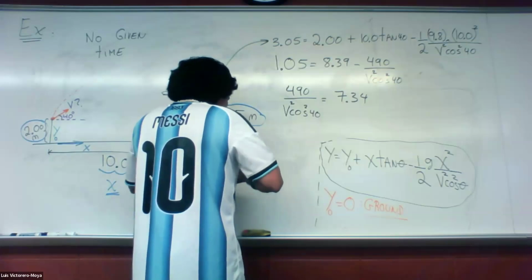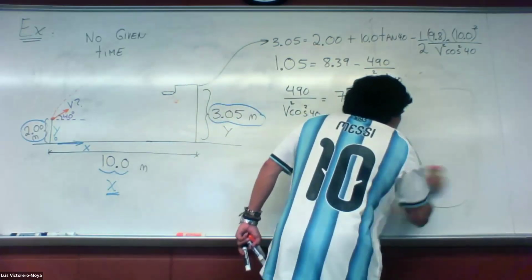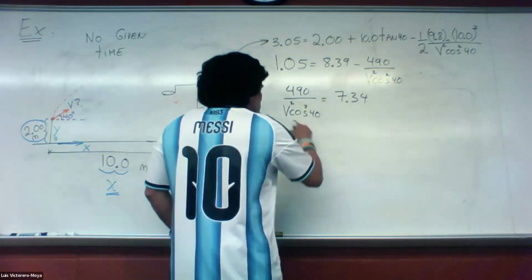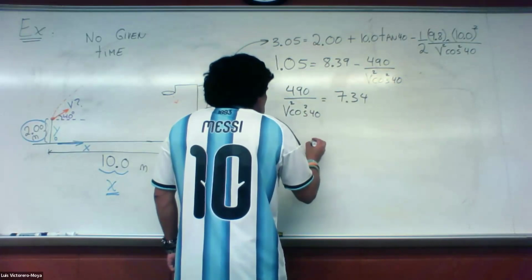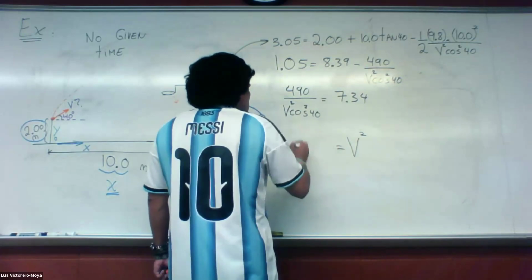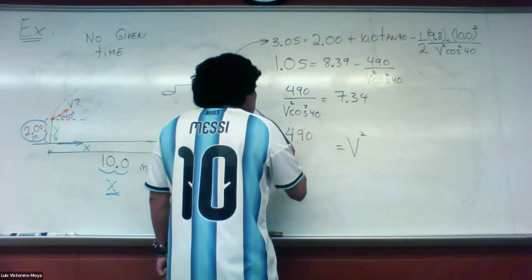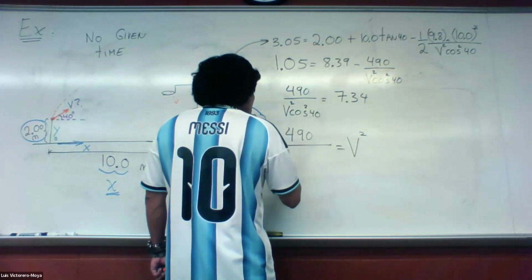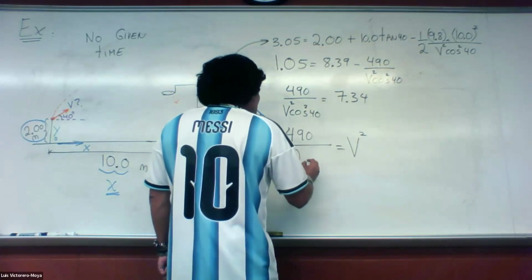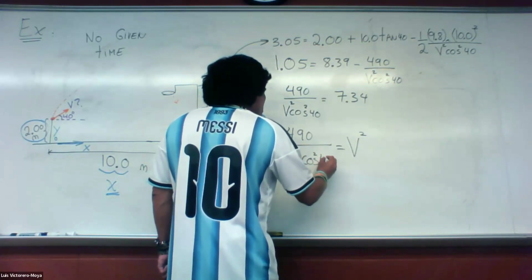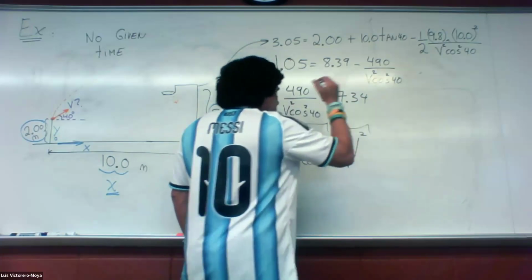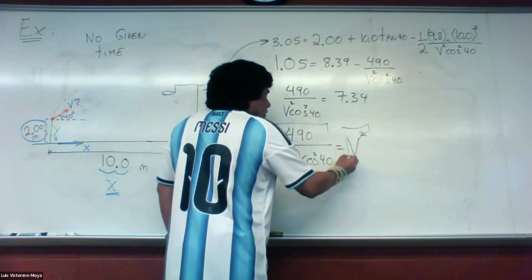And then now I can erase this. V squared goes up, this goes down. So V squared from the denominator goes up, and you get 490 over 7.34 multiplied by cosine square of 40. I have to take the square root on both sides, so I get my V.